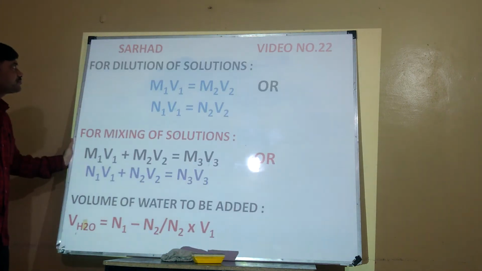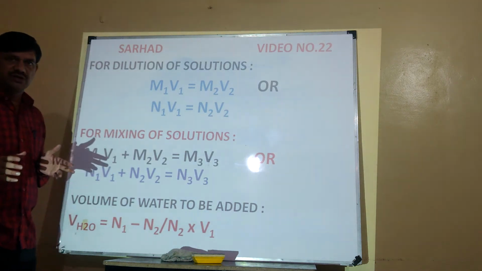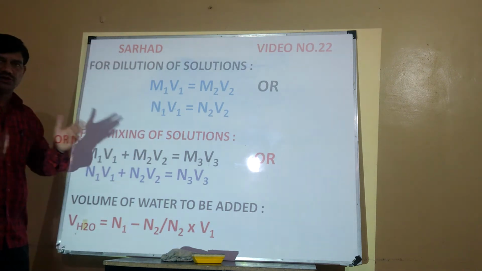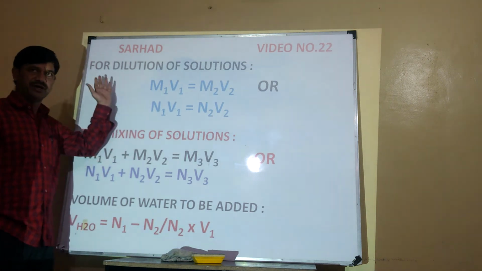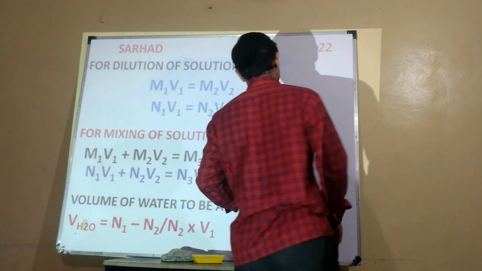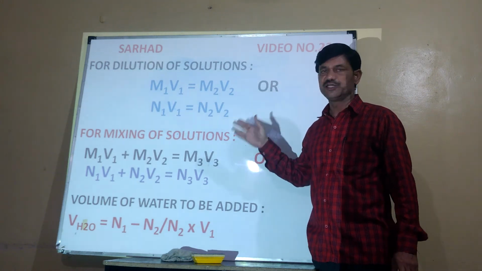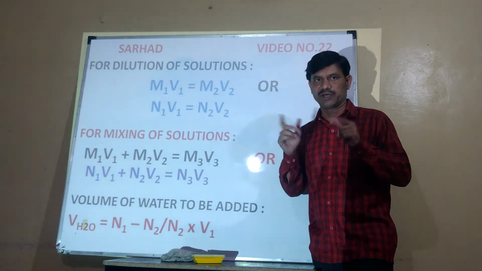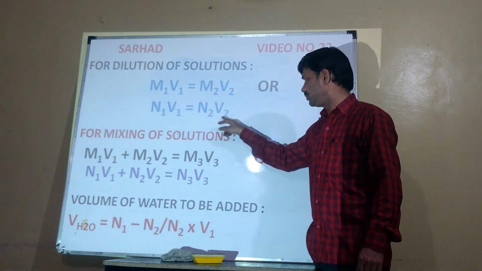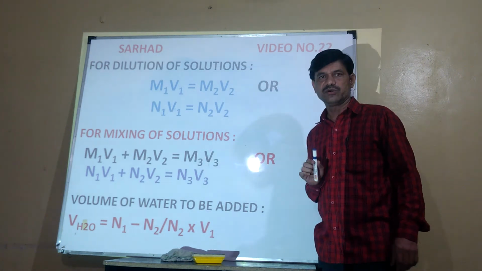Next point. Whenever we are dealing with different solutions regarding molarity, normality, volume, etc., these are the three possible conditions for already repeated MCQs. What is the first one? For dilution of solution. Whenever there is a dilution of solution, what relation are we going to use here? When molarity is provided, use this relation: M1 V1 equal to M2 V2. If normality is given, similarly N1 V1 equal to N2 V2. So out of 4, 3 values will be provided and the fourth one you have to find out.